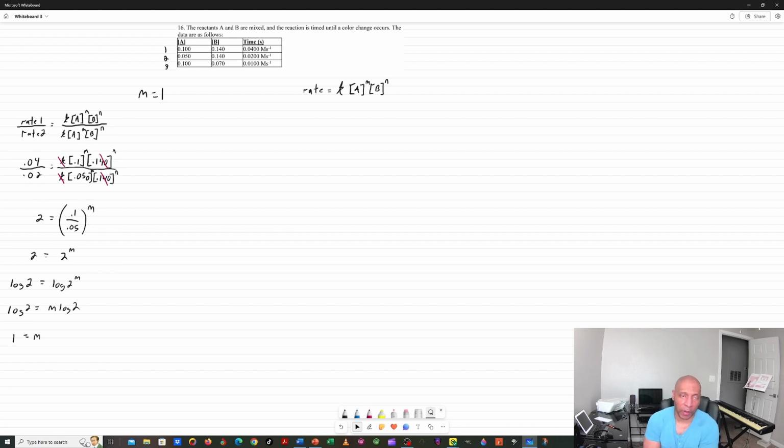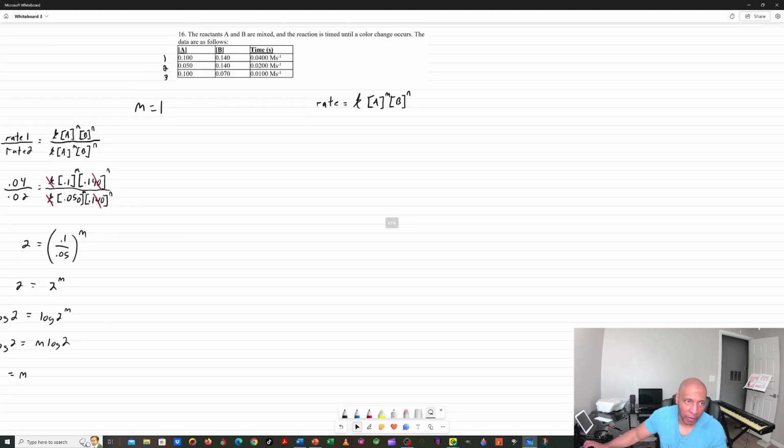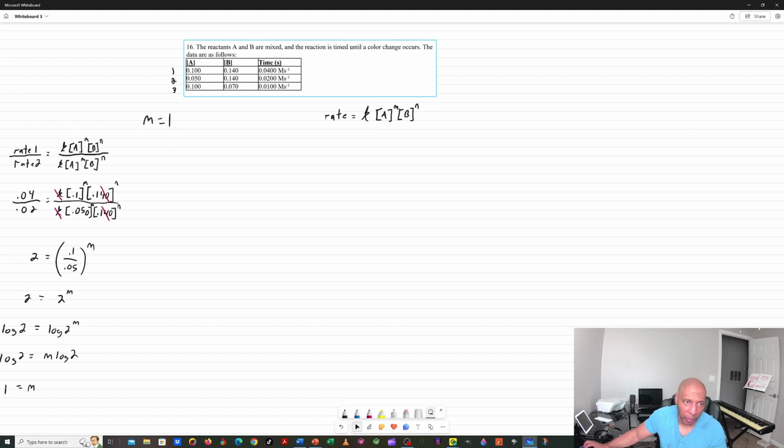So now I'm going to find 2 experiments where my A concentration remains the same. And of course, that's going to be experiment 1 and experiment 2. You don't have to at this point, since you already know what m is. I could just choose any experiments I wanted to, as long as it's not 1 and 2, and I could still find the orders. I just do the math. But the math would be simpler if I just chose 2 experiments where my A concentration is the same. That's 1 and 3.